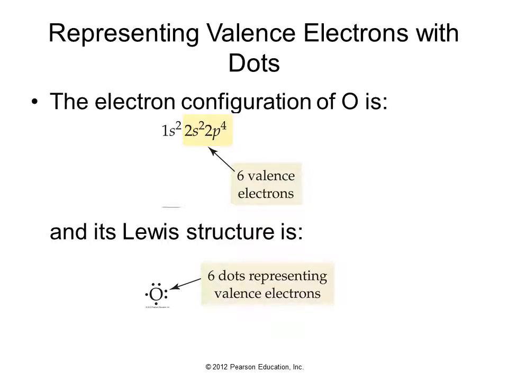How do we represent valence electrons with dots? Oxygen. Its electron configuration is 1s2, 2s2, 2p4, but remember valence is the outer shell, so the second shell is the outer shell, and it contains 6 valence electrons. So the Lewis structure for oxygen is O with 1, 2, 3, 4, 5, 6. 6 dots represent the valence electrons of oxygen.